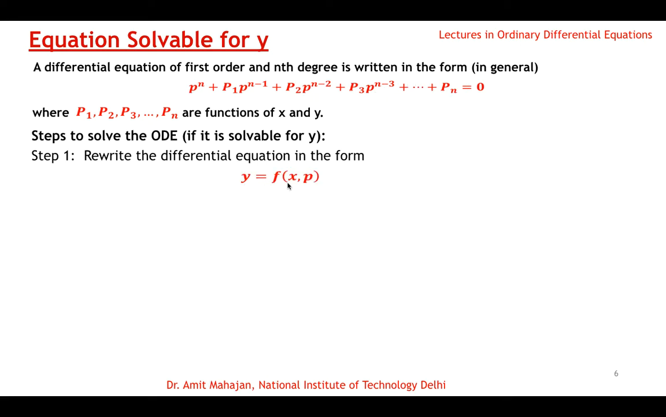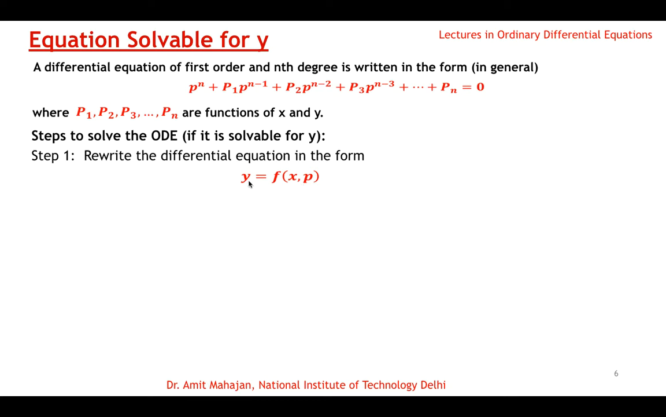y is equal to a function of x and p. Okay, so y is on one side of the equation and the variables x and p, where p is dy by dx, all terms of x and p, are on the other side of the equation. If we can write this, then we say the differential equation is solvable for y. Okay, so the first step is that you take y on one side and the functions of x and p on the other side.